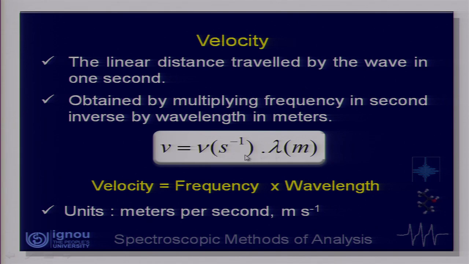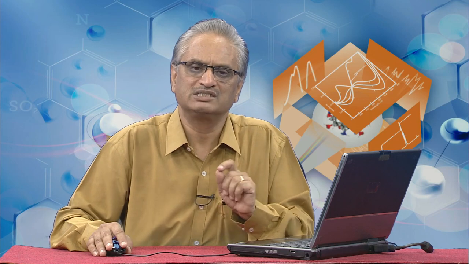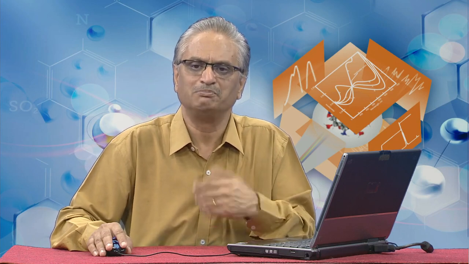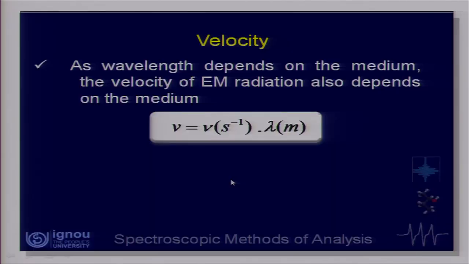Since we have these two units, the combined unit comes out to be meter per second, which we are familiar with. Typically, velocities are in distance per unit time. Here the distance is in meter and time is in second. So, meter per second is the unit for the velocity of radiation. Okay. Now, we mentioned earlier too that the wavelength of a radiation depends on the medium. Since velocity is the product of the wavelength and the frequency, and wavelength depends on the medium, velocity also will depend on the medium of transmission.